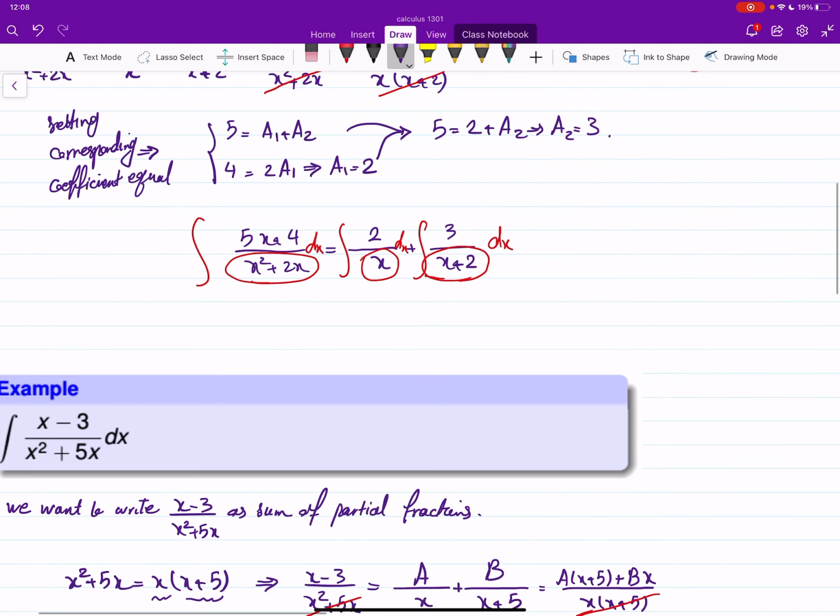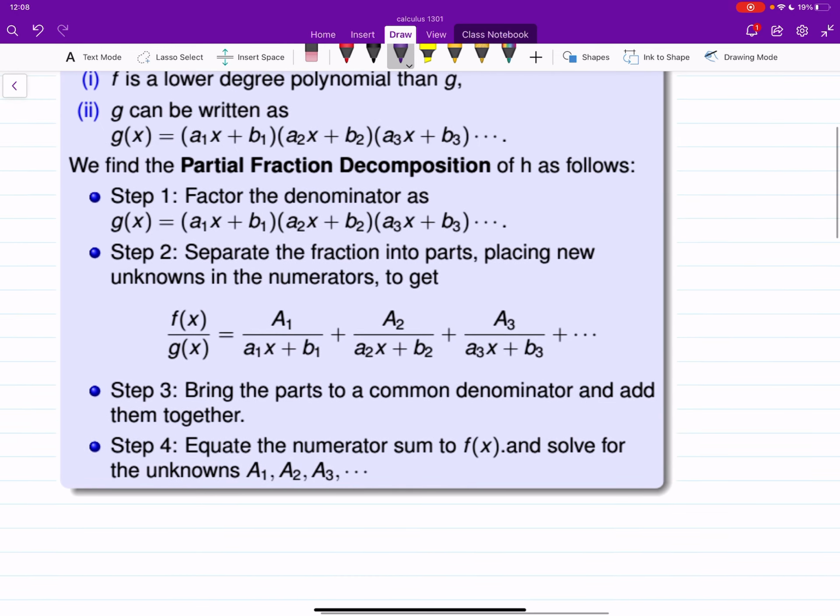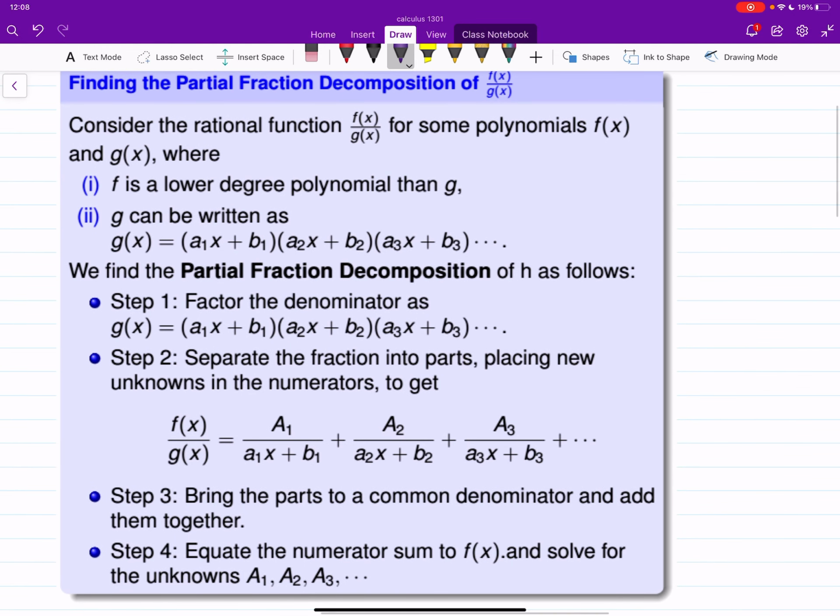Before we leave, let's do an overview. You want to write a rational function f over g as a sum of partial fractions, what we call partial fraction decomposition. You have to check two things. First, the degree of the numerator must be less than the degree of the denominator. If not, use long division. And then we decompose g.